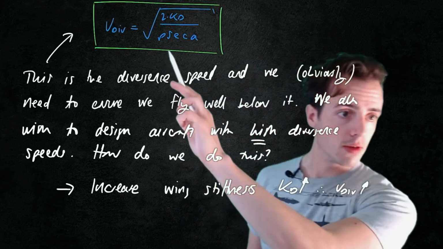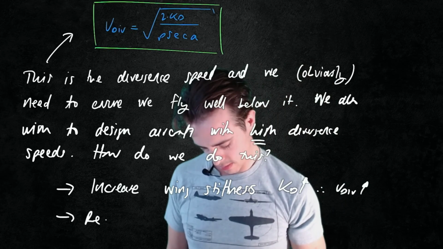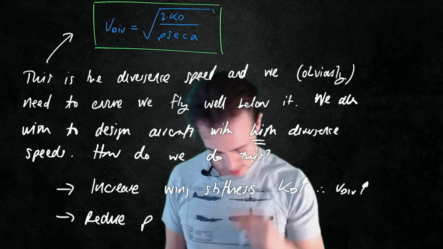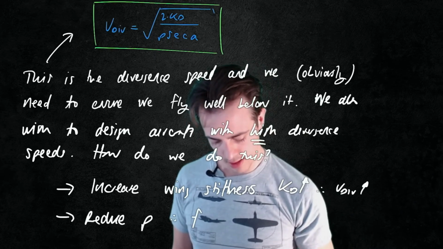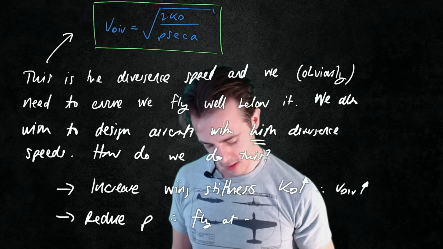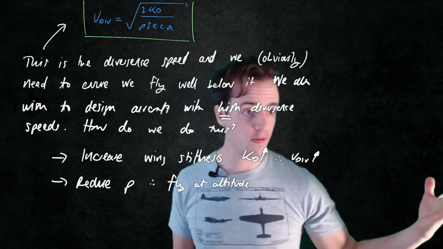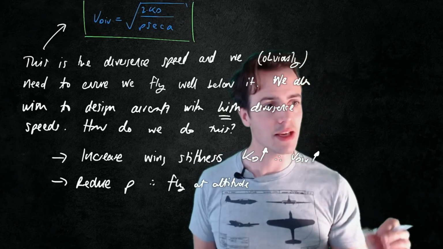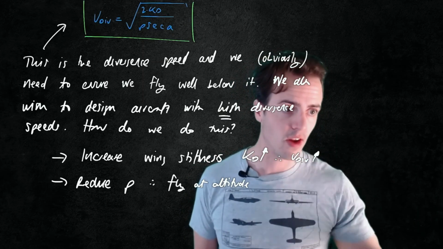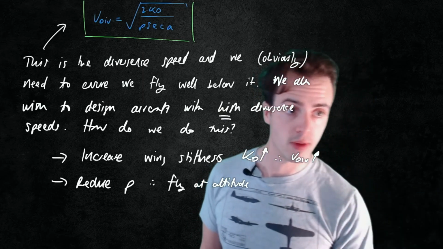We could reduce density. With reduced density, we're going to increase the divergent speed. What that really means is to fly at altitude. So aircraft can structurally maintain higher speed at higher altitudes. They can't necessarily fly faster higher as a whole, that's something you'll touch on in aircraft performance next year.